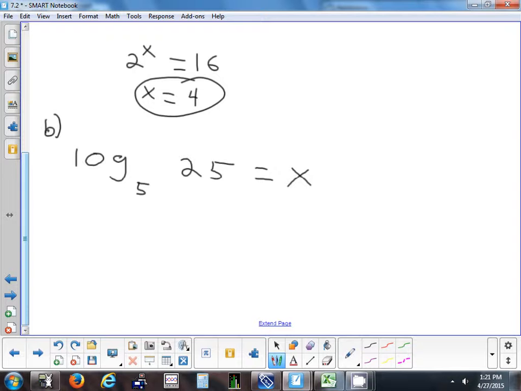Anybody see the answer right away? Yeah, 2. It's basically saying 5 to what power would give you 25? 5 is your base. X is your exponent. And you get x equals 2. What mistake do you think I see a lot on a problem like this? They put x equals 5, right? Because they think, oh, 5 times 5 is 25. Yep, that's true. But it wasn't asking 5 times what is 25 here. So 5 to the 2nd power is 25. Questions on that?